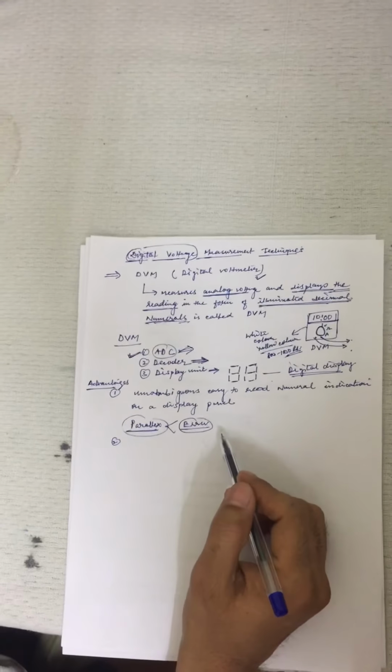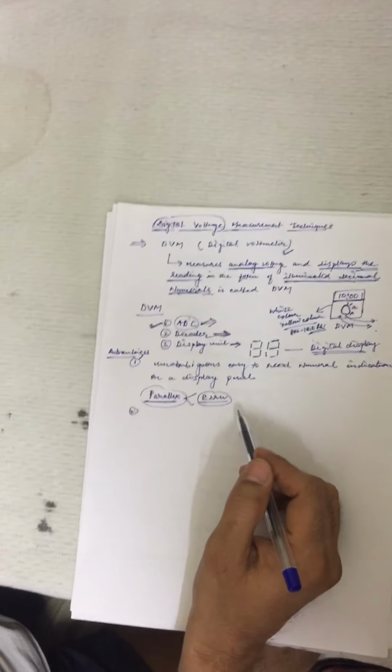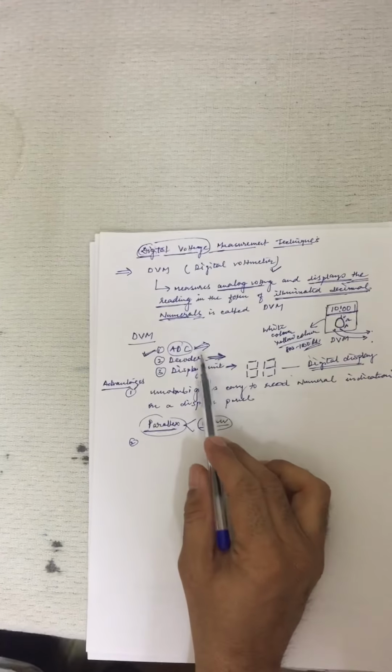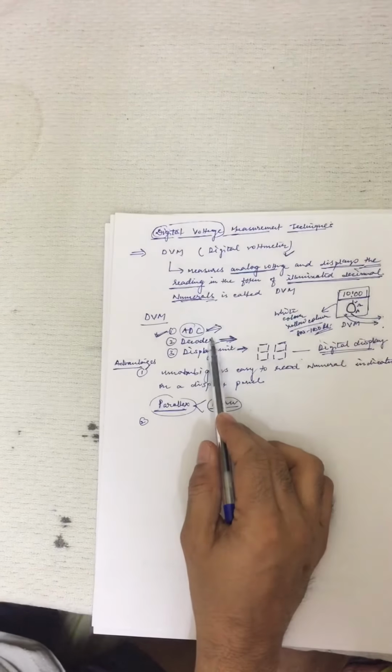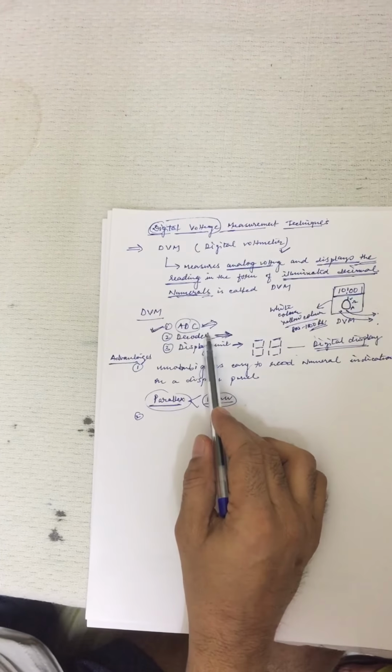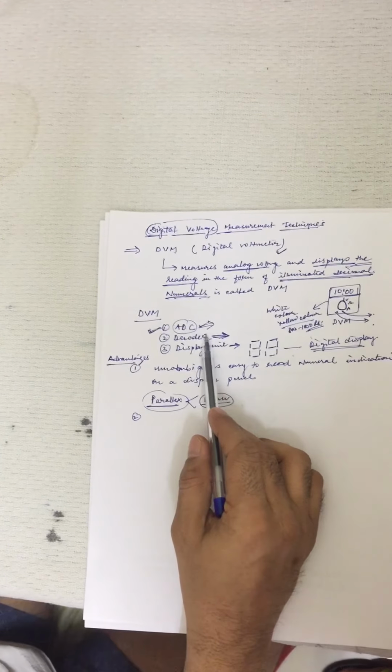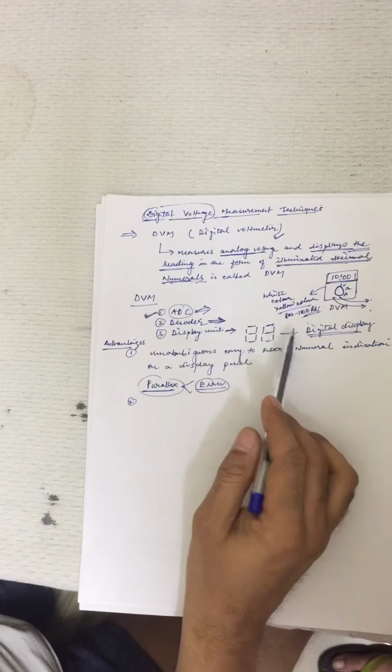So in the next part we will see what are the types of ADC, because ADC is the main part of this DVM. We will see the types of ADC which are used to manufacture the DVMs. So we will see the indirect type analog to digital converter in the next class.